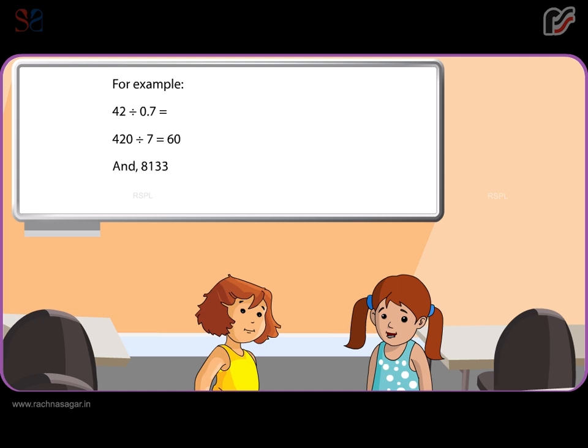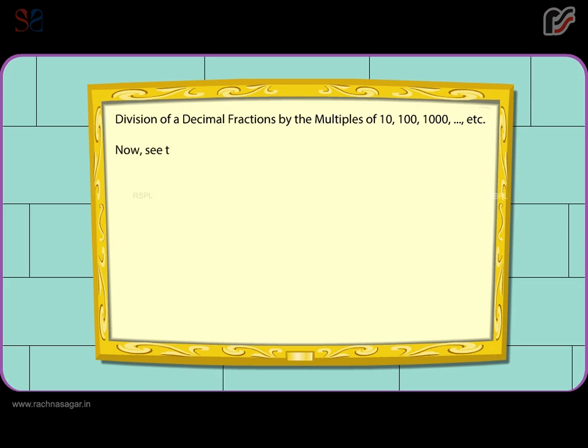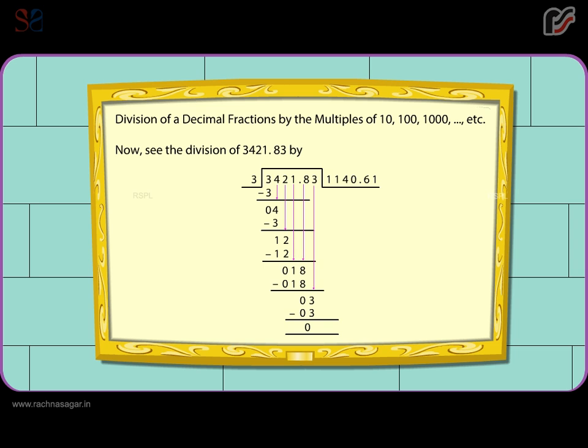And 8,133 divided by 0.003 is equal to 81,33,000 divided by 3 is equal to 27,11,000. Now, see the division of 3,421.83 by 3,000.